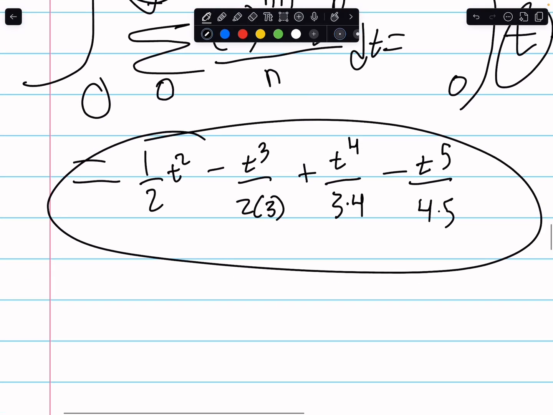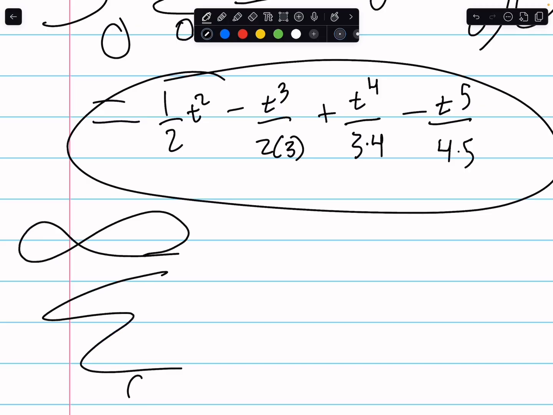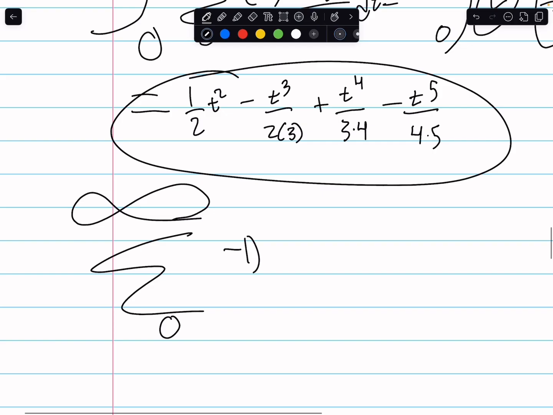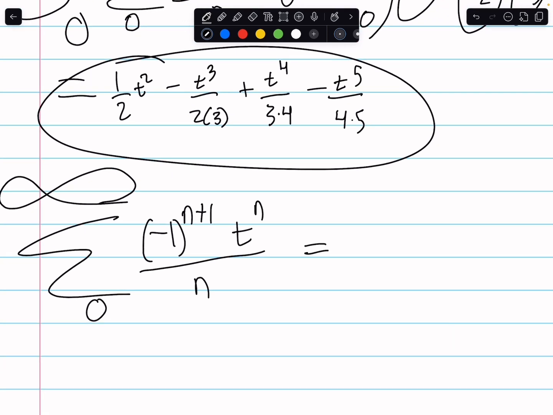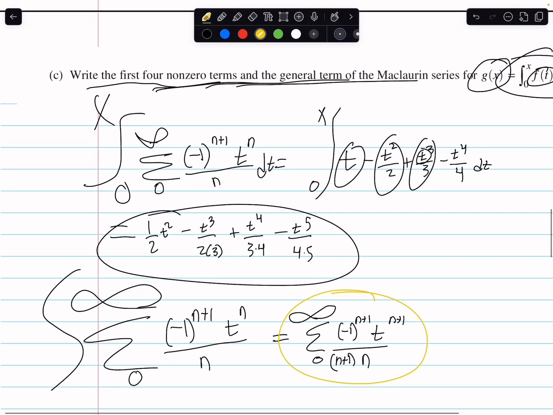And that's the first part. Then to find the general term of that, there's a trick to do it, and that is to take the antiderivative of the original summation itself. So if you remember, our summation was this, or I guess we could put it in terms of t, and now we can turn it into this here. And that's how you do part C.